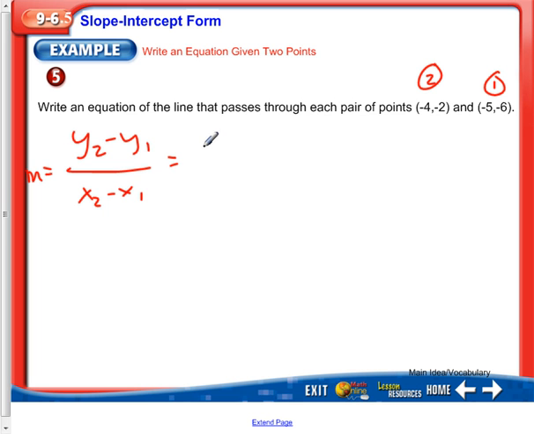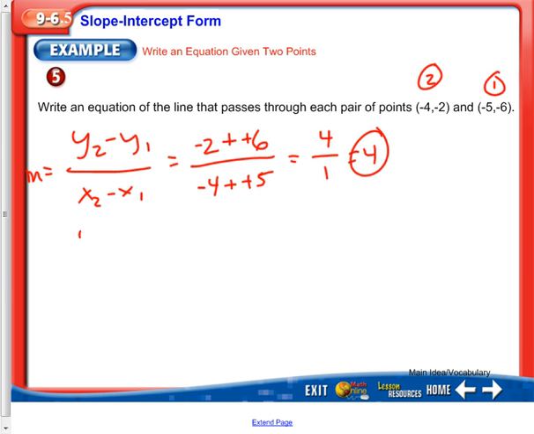So we're going to do negative 2, which is y2, minus negative 6. And then x2 is negative 4 minus negative 5. So then we're going to get 4 over 1, which is 4. So that's my slope right there.